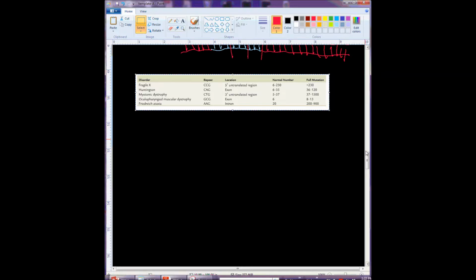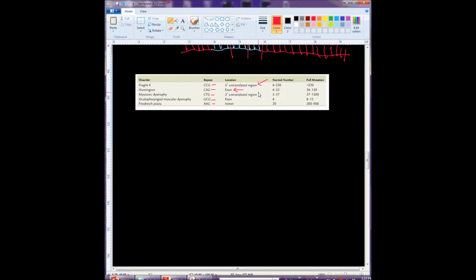So we have trinucleotide repeats here, repeats of 3 nucleotides, and here the repeat is CCG, CAG, CTG, GCG, and AAG. Okay, and the repeat regions are located in different portions of genes. So here it's in a 5' untranslated region, so in the 5' UTR. Huntington, the repeat region is in an exon, so something that's actually, well, an exon can be a 5' untranslated region too, right? So I'm guessing by exon they mean the coding exon.